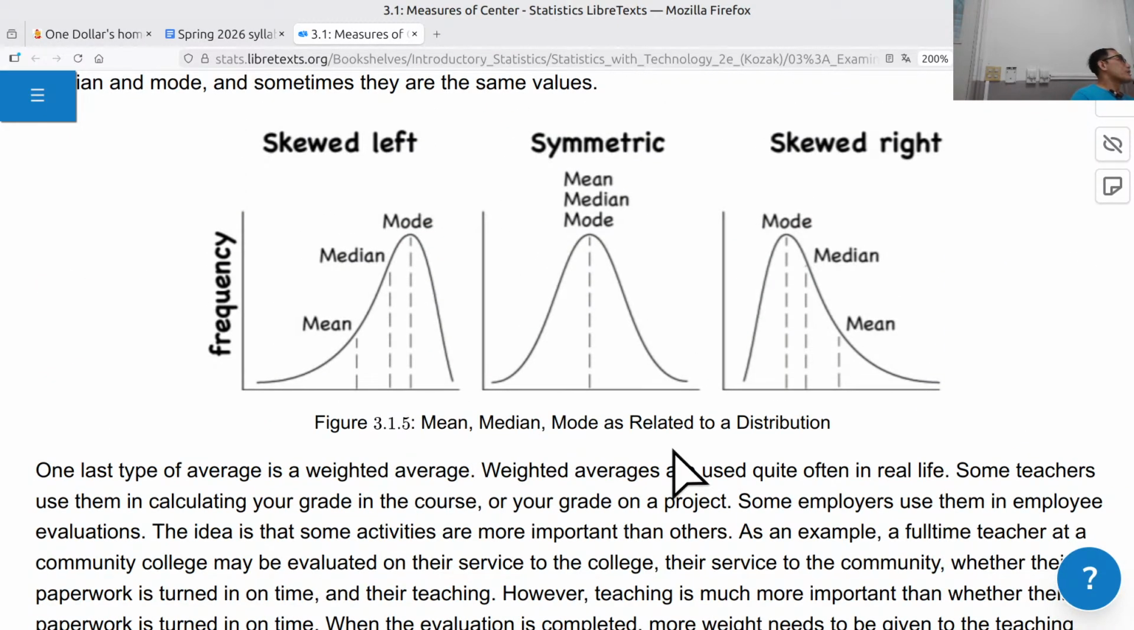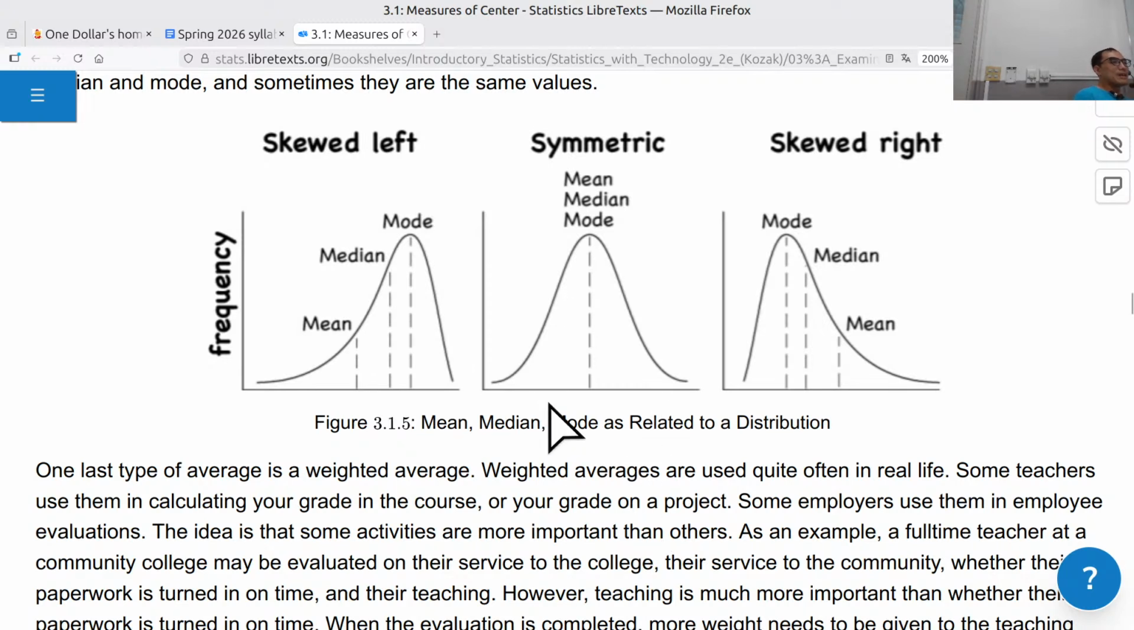What is the y-axis? The y-axis means frequency. What is the x-axis? The x-axis means the value, from left to right, from small to big. If the distribution is symmetric, this part is very important because it will connect to the normal distribution curve, the bell-shaped curve. So this part is very important.